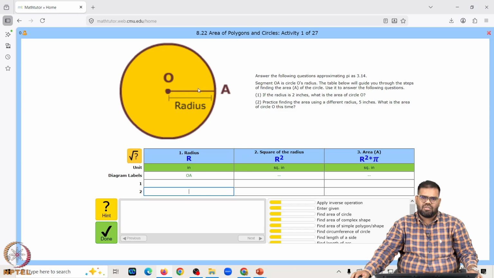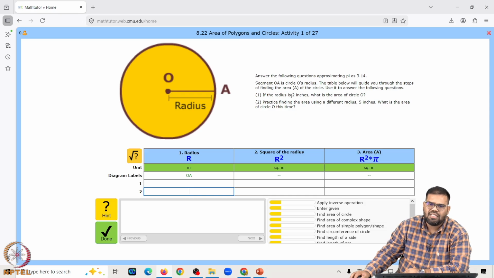Let's try to solve this particular example. Answer the following question approximating pi as 3.14. Now the segment OA is circle O's radius. The table below will guide you through the steps of finding the area of the circle. Use it to answer the following question.